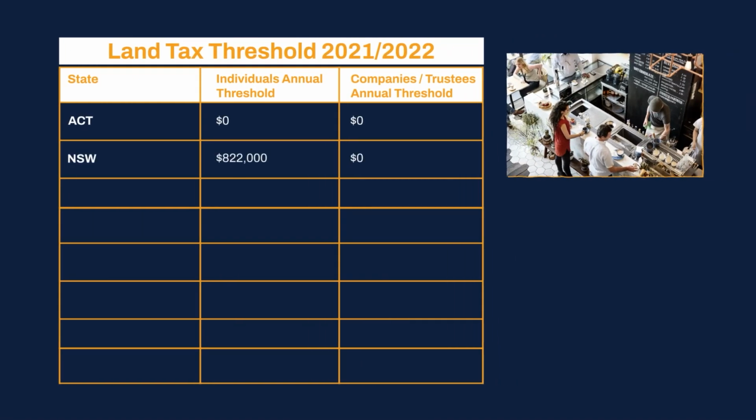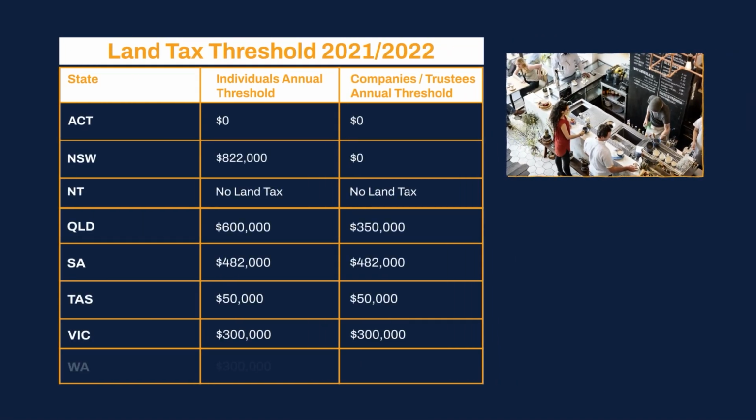Land tax doesn't just apply to commercial properties. It also applies to other investment properties such as residential property and vacant land. Land tax applies regardless of whether income is earned from the land. It is best to talk to your accountant so you understand the thresholds that apply to you and any potential tax you may pay. For example, this table shows the land tax thresholds applied in 2021 to 2022 financial year.